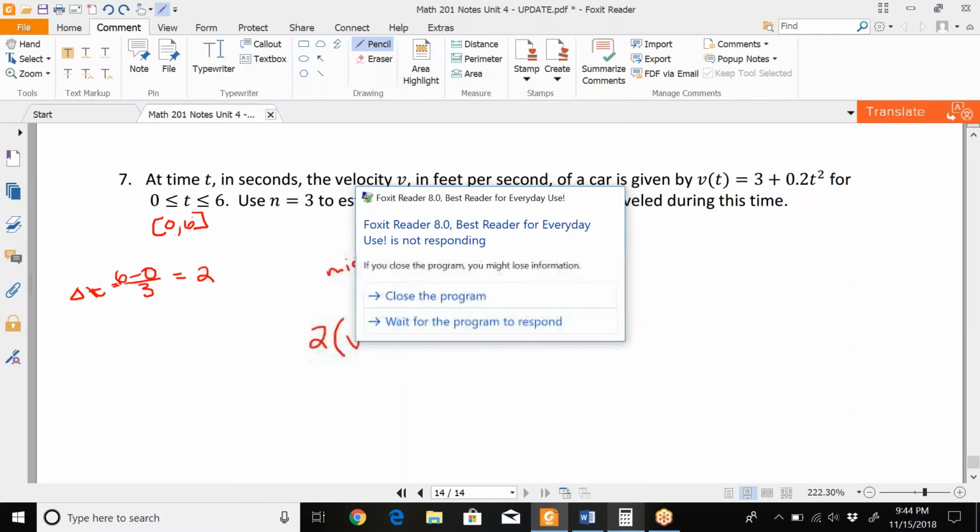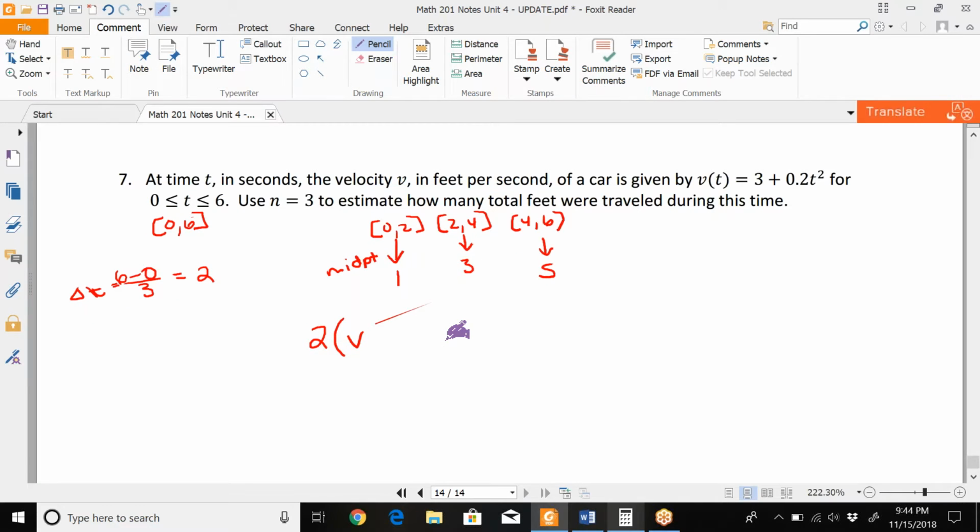Oh no. Hang on, I'm going to have to reopen the program. It's the only bad thing about using the PDFs. They don't like me. Actually, it didn't close, so we're just going to go with this.